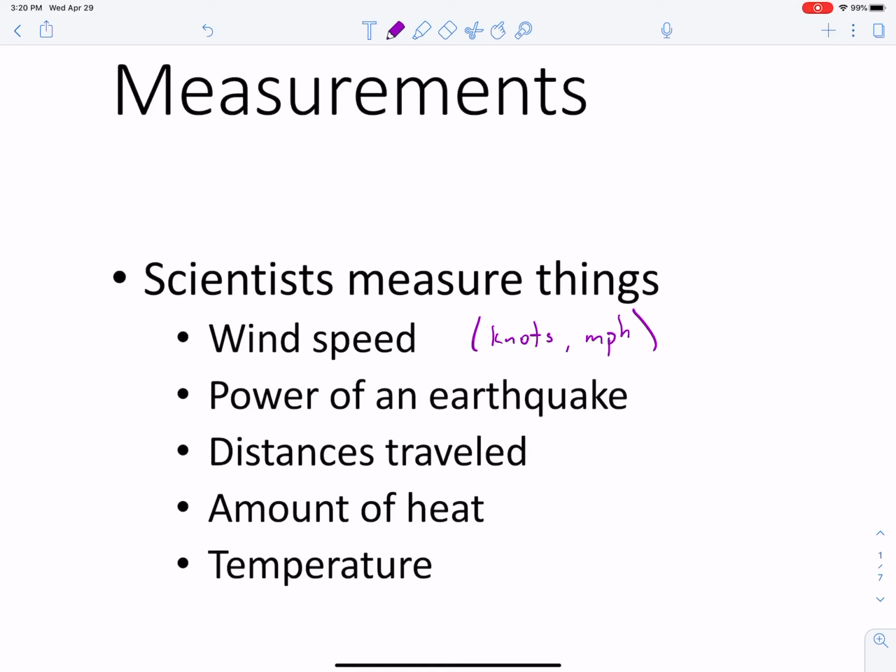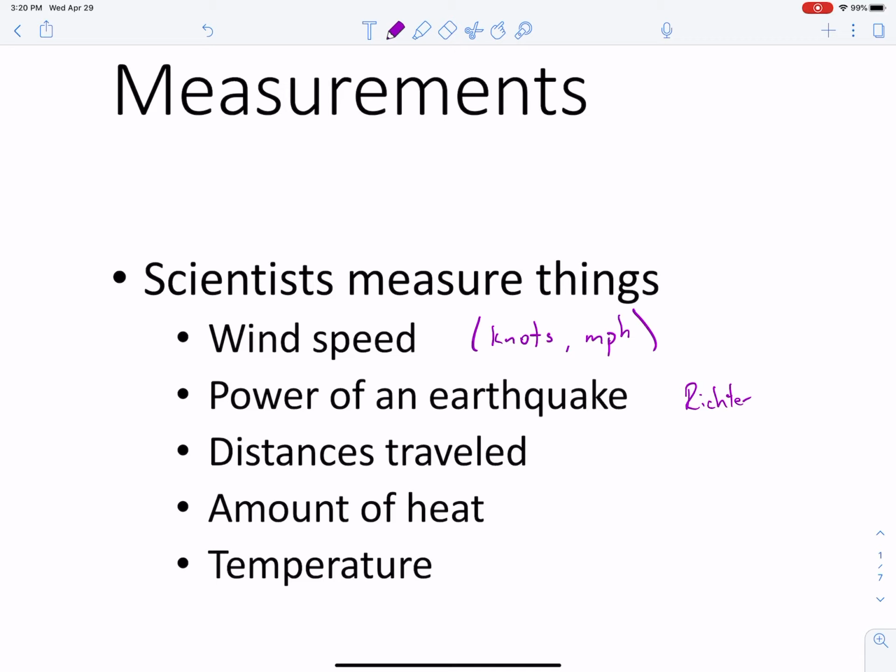You can measure the power of an earthquake. There are two different scales for that. The one we're more familiar with is the Richter scale. There's another one that involves the amount of damage. Richter is how much things shake. The other is a scale based on damage.